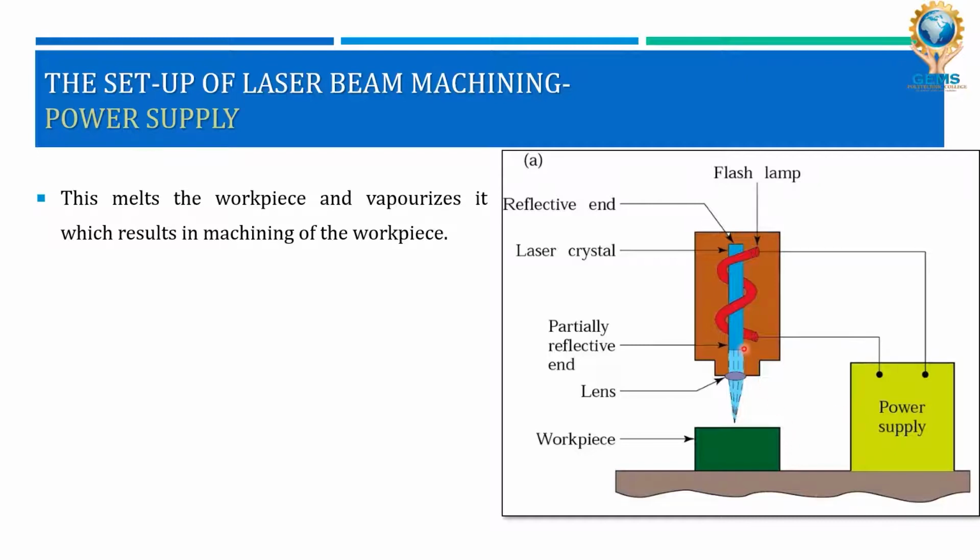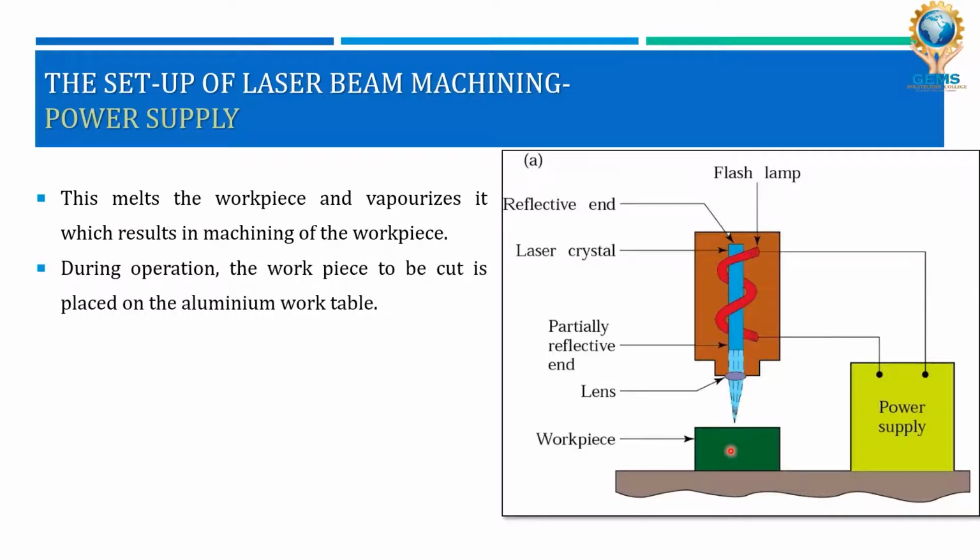When the focused, converged laser beam is incident on the workpiece, the laser melts the workpiece and vaporizes it, which results in machining of the workpiece.